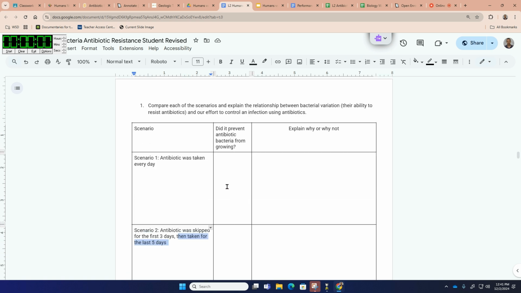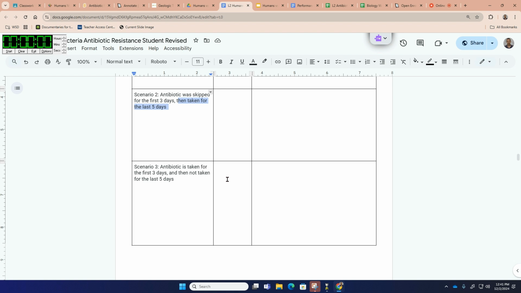This one, which was our no, did it prevent the growth? No, this one did not. And the reason why is that by stopping too soon, you're letting the resistant bacteria that remain grow, right? And so that's just another interpretation of those graphs.